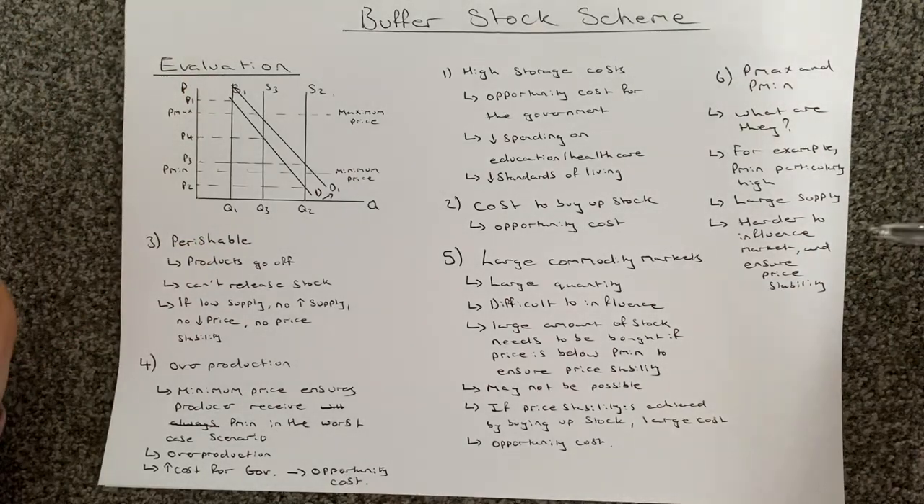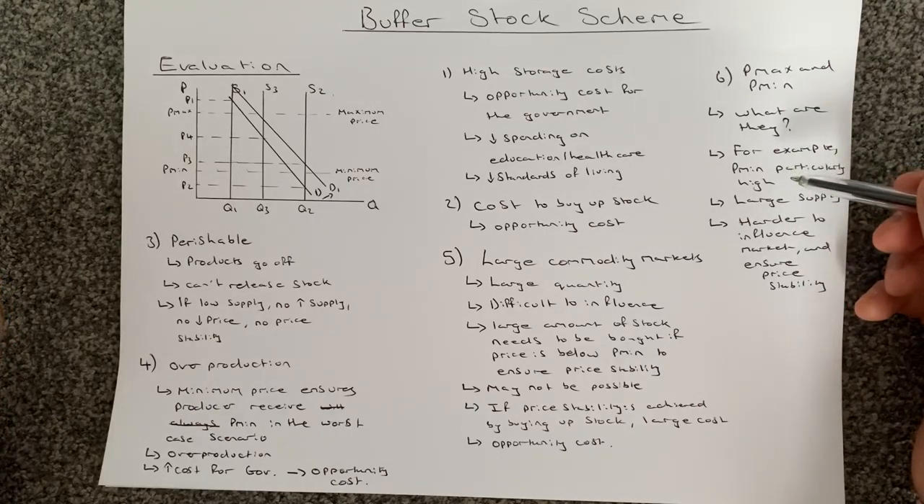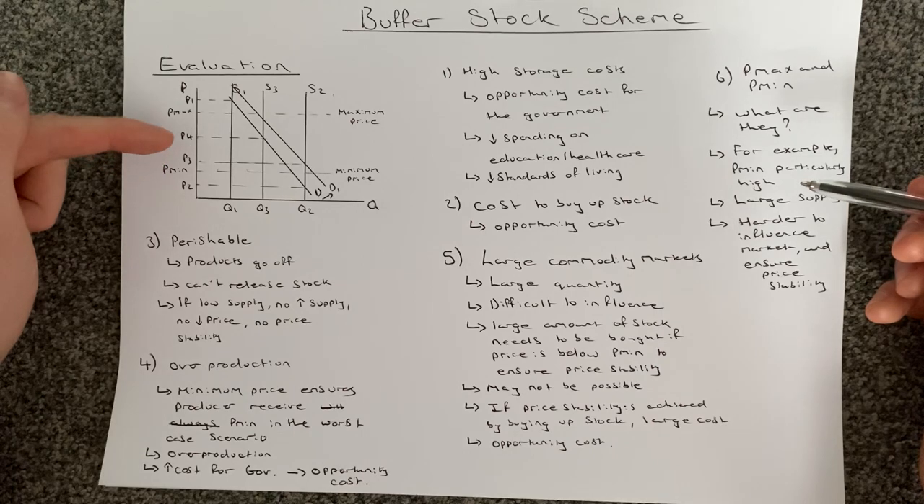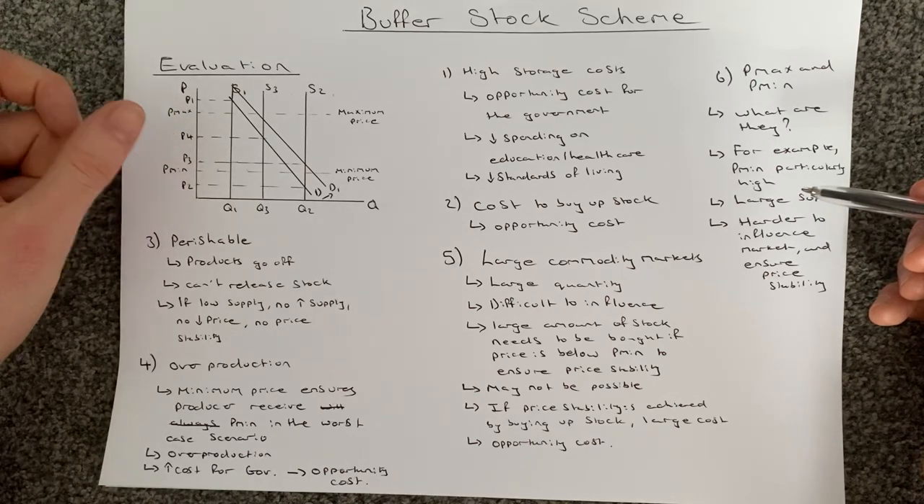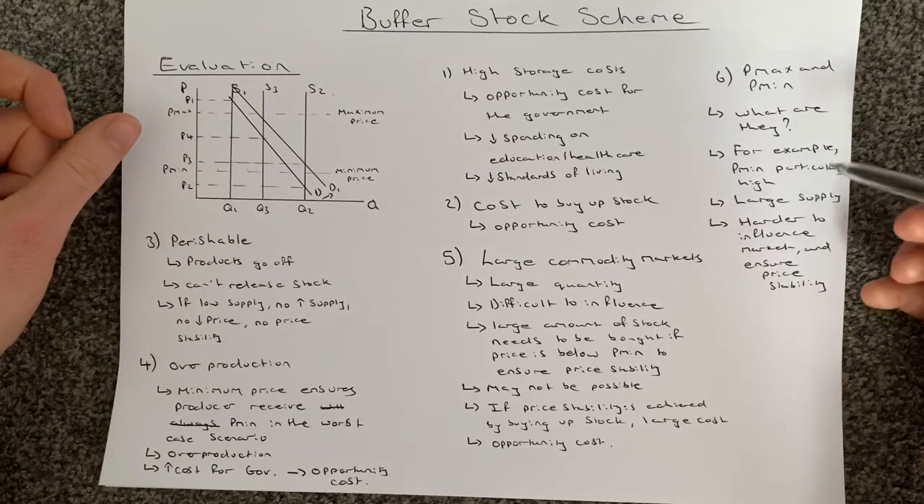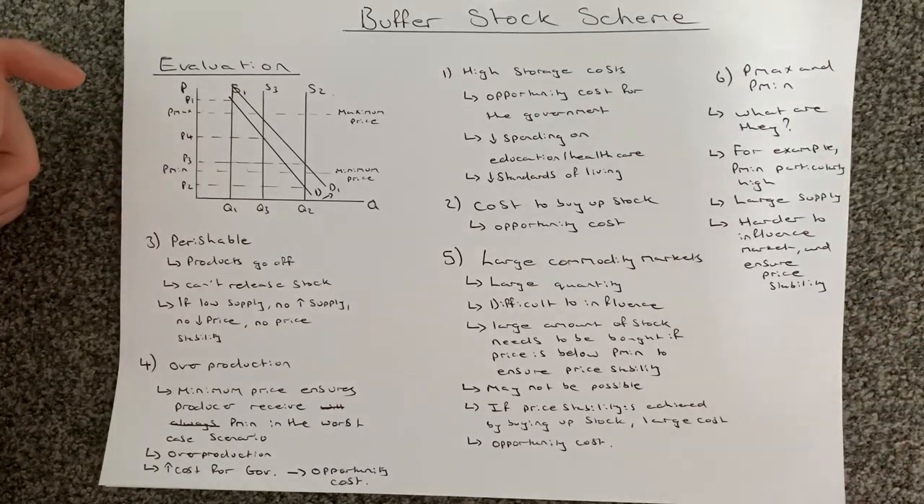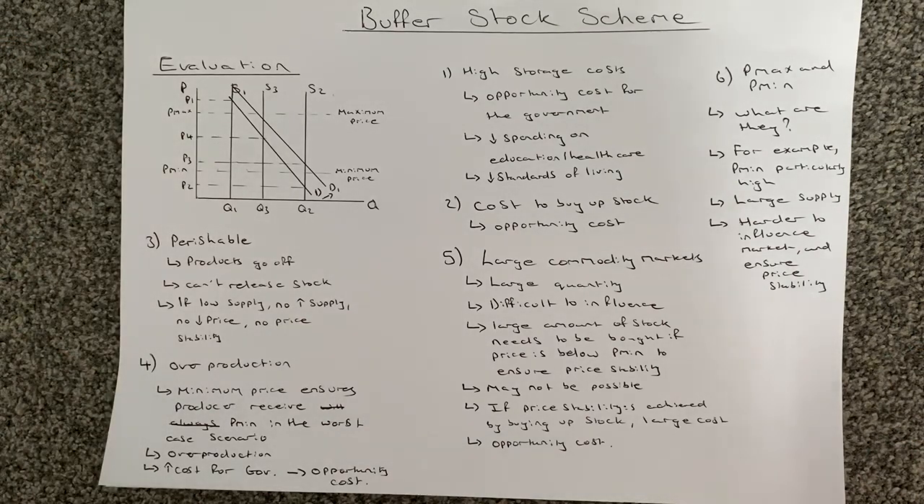So why will that be? Why will it be harder to influence the market and ensure price stability if the Pmin is particularly high? Well, if the minimum price is particularly high, the price in the free market is going to be considerably further away from the minimum price, and therefore you're going to have to buy up more stock in order to achieve that minimum price, because the difference between the minimum price and the free market price is so different. Therefore it's going to be harder to achieve price stability because you're going to have to buy up so much more stock.